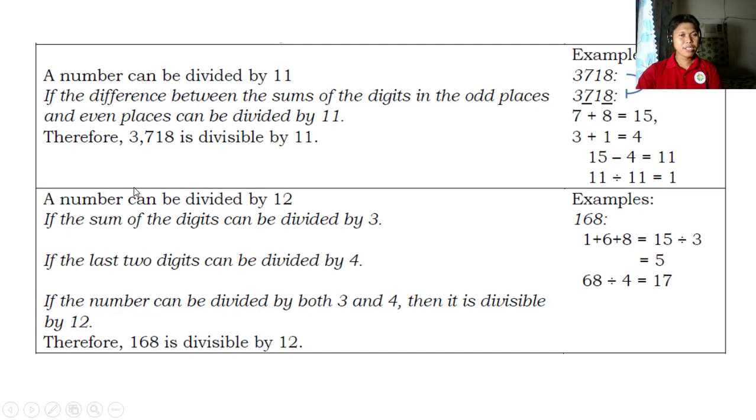Okay, next. A number is divisible by 12 if the sum of the digits can be divided by 3, or if it is divisible by 3 and divisible by 4. Yan ang rule natin. So, tingnan natin. 168. 1 plus 6 plus 8, so, 15. Pwede sa 3. And then sa 4, tingnan natin. 68. Yung last two digits kasi 68. So, 68 divided by 4 is 17. Pwede. So, pwede rin siya sa 12. Kapag divisible by 3 and 4, pwede sa 12. Yun ang mga divisibility rules.